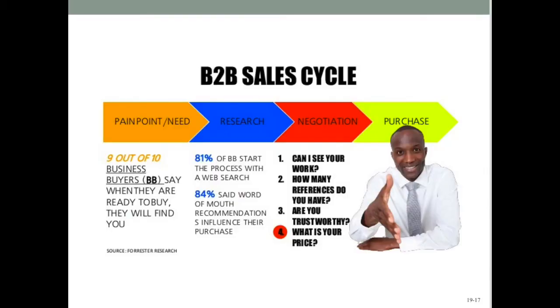B2B sales cycle, the pain point. 9 out of 10 business buyers say when they are ready to buy, they will find you. But how do you build a relationship? Research. 81% of B2B start the process with the web. But also, the biggest and most powerful, word of mouth, especially in B2B. They recognize and they respect the word of mouth of an influencer or authority that said, I already purchased this, it worked well. That's kind of third-party credibility. This is where it works in. And then, of course, the negotiation, and then you have the purchase. This is an entire B2B sales cycle. Very simplified, but this is basically the process that it takes.